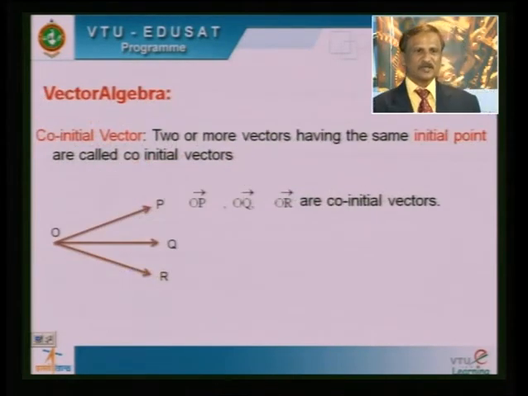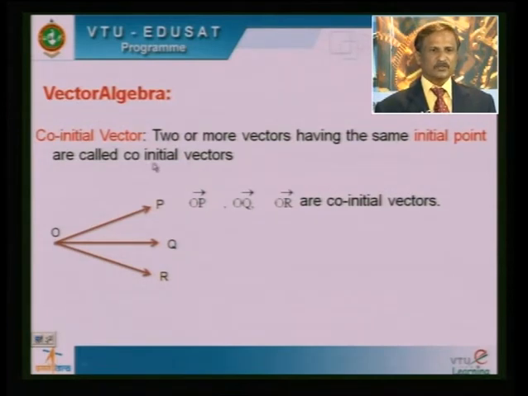In a similar way, you can define a co-initial vector. How do you define a co-initial vector? Two or more vectors having the same initial point are called co-initial vectors. So what is the initial point? O is the initial point. You can draw one line segment here.